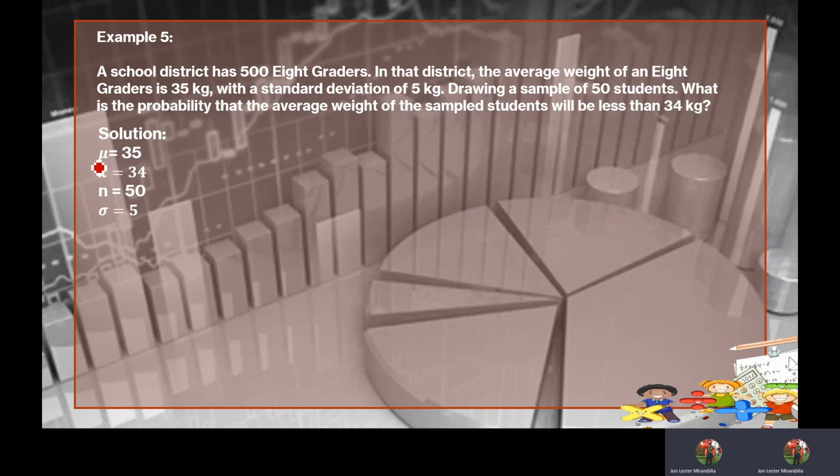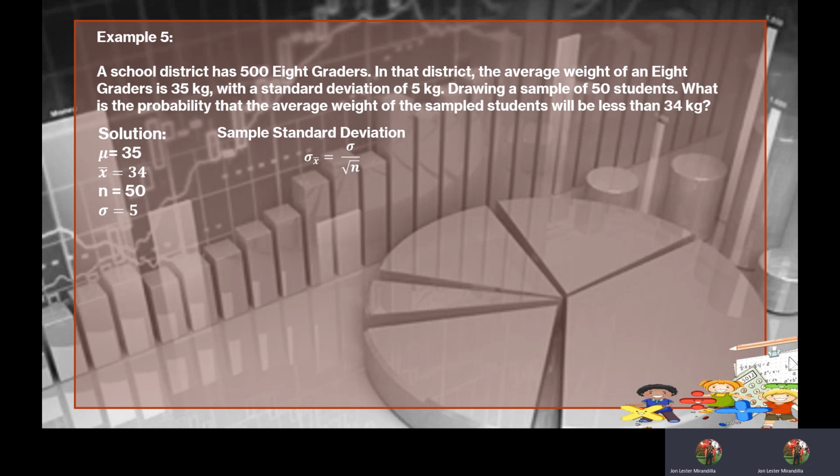We have the population mean of 35, the sample mean of 34, n is 50, and the standard deviation is 5. First, we need to compute the sample standard deviation. The formula is sigma sub x bar equals sigma divided by the square root of n. Let's input the values we got.